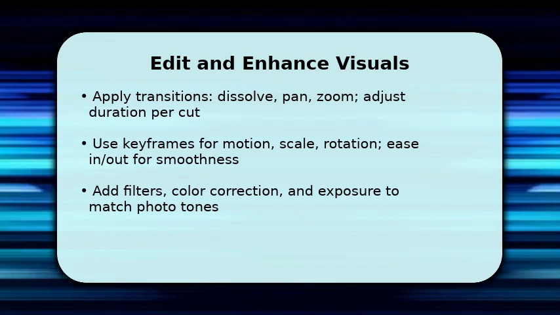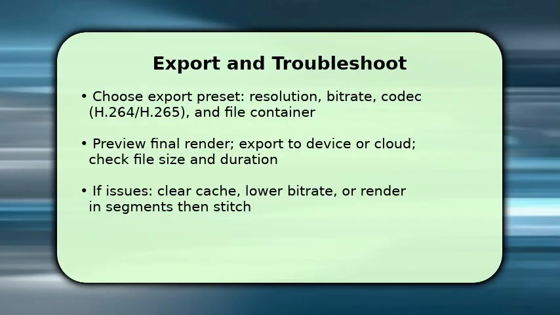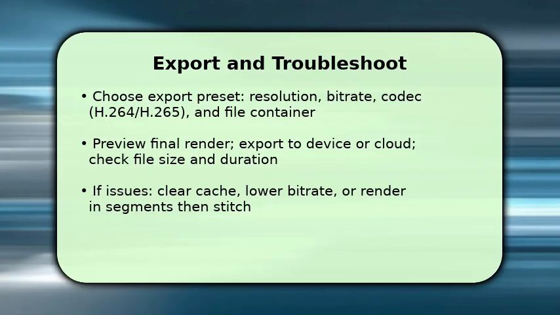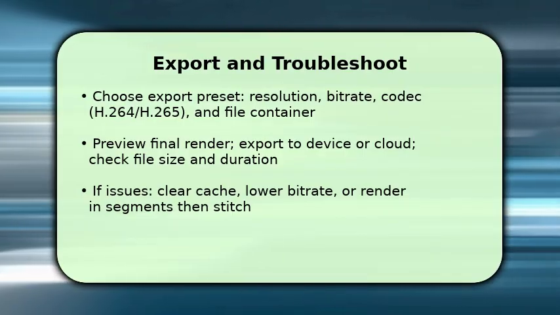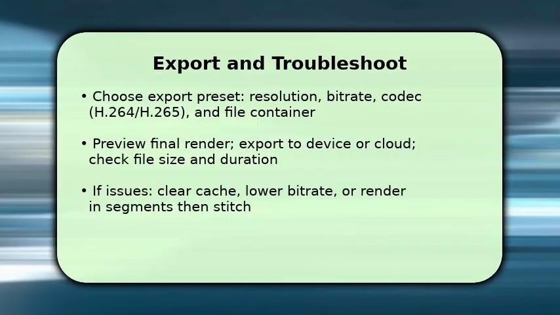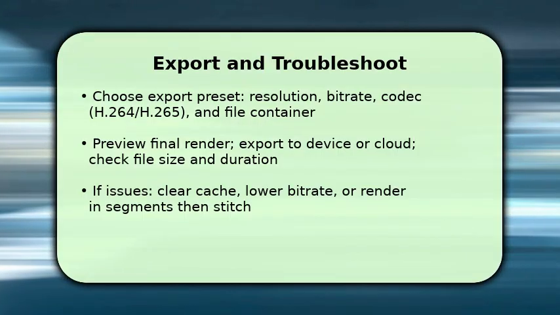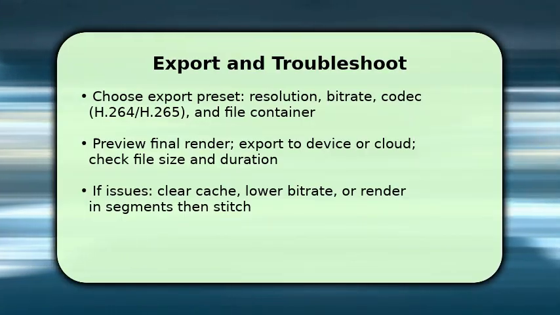For the final steps, you set export parameters and create the finished video so viewers see your intended quality. Select resolution and codec, confirm bitrate and container, then run a short preview render to verify audio sync and motion. Once done, export to a local folder or cloud backup and inspect the file for artifacts or size issues. If the export fails or quality is poor, clear the app cache. Lower the bitrate or render the project in smaller segments and combine them afterward.